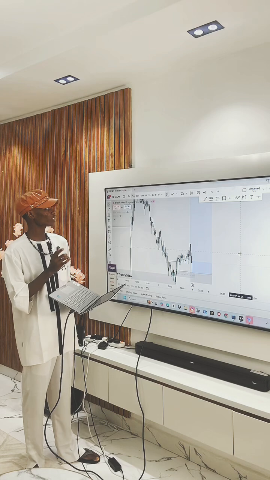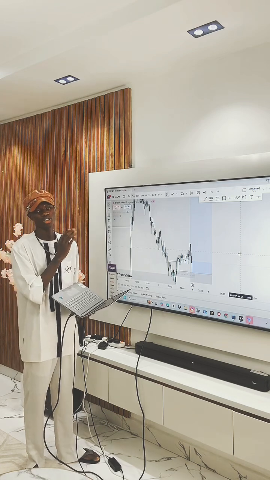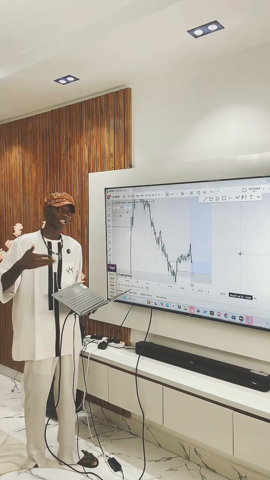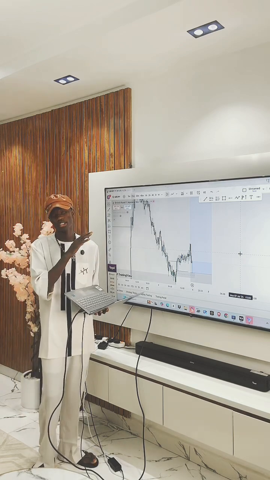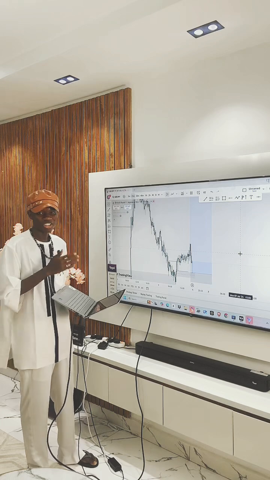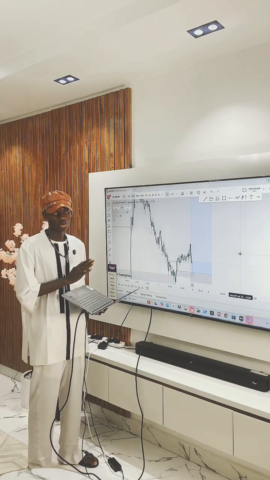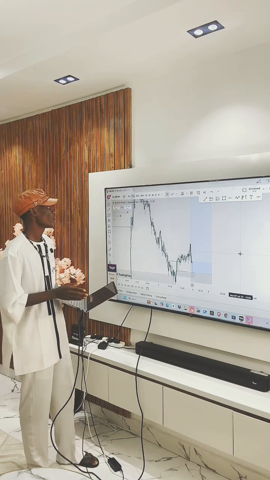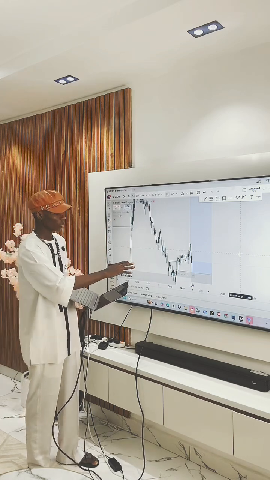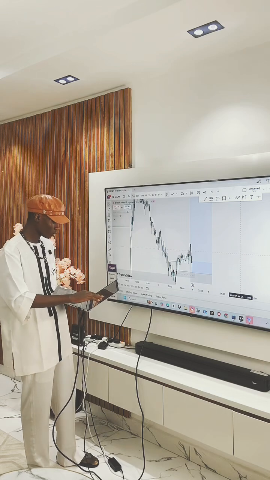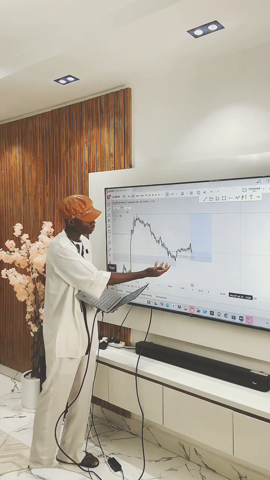So I showed you guys earlier that I have a setup on GBP USD, but the market has not gotten to my setup. So I don't panic. I just wait for the market to come to my setup and I do my thing, right? So the same thing happens here. I wait for the market to come to my setup. So I have a setup here, and the market came to my setup.